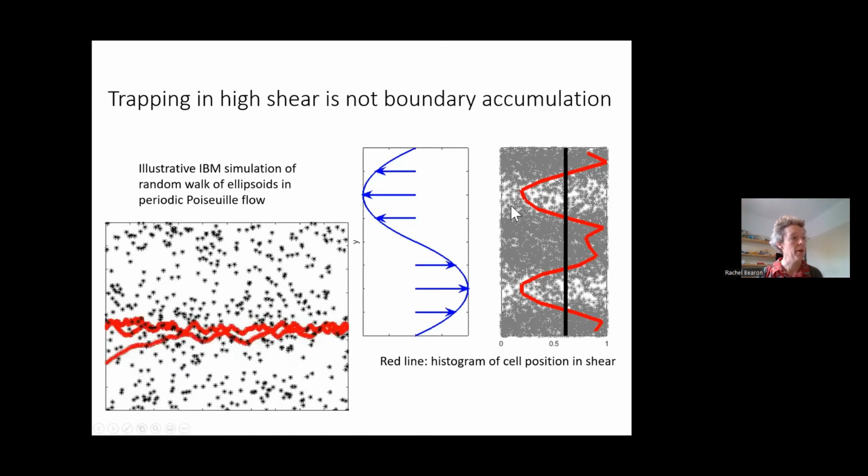And the only components that are needed are some randomness in the cell orientation and elongation to get this accumulation in high shear regions.